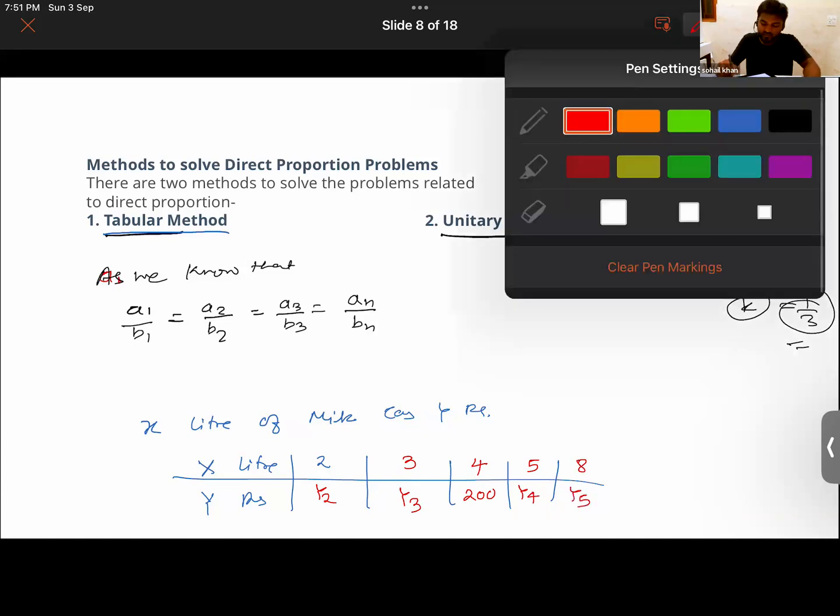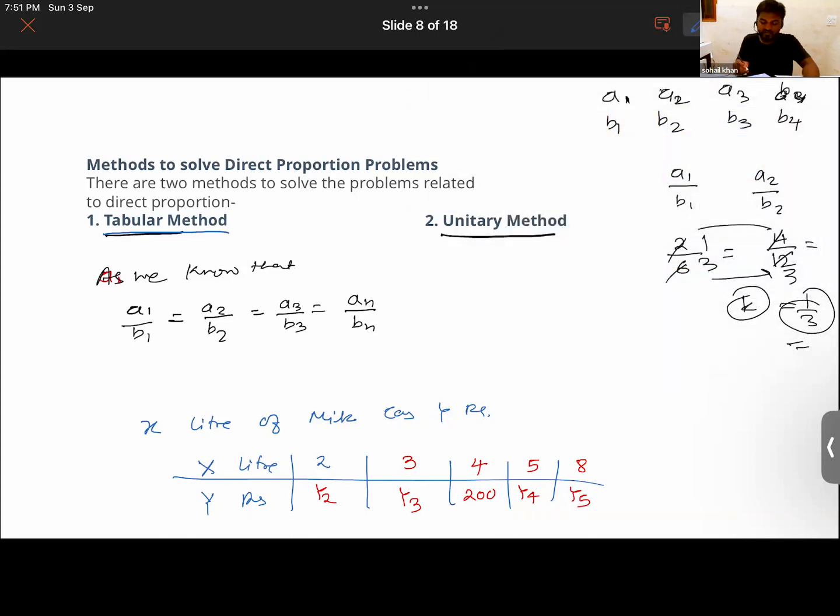Now here you are required to find the cost of milk for which liters? Y2, Y3, Y4, or Y5. So you need to find out what is the cost of the milk for 2 liters, for 3 liters, 5 liters, and 8 liters. So using the tabular method, it can be solved. Getting it? Let's try and solve this.